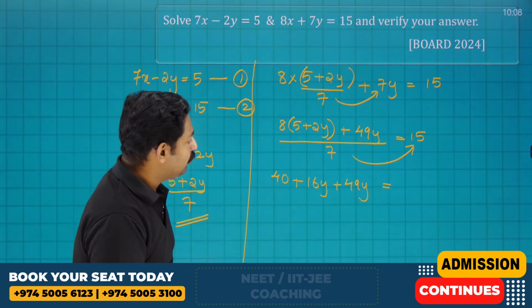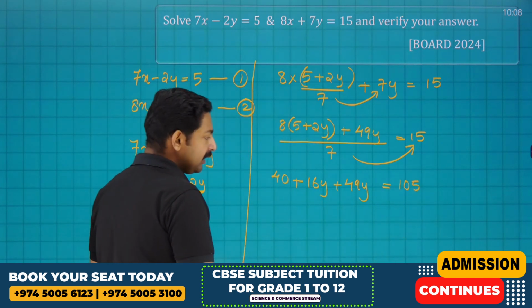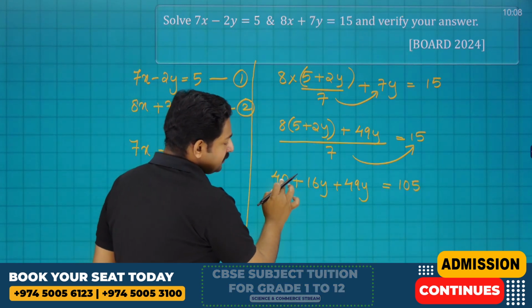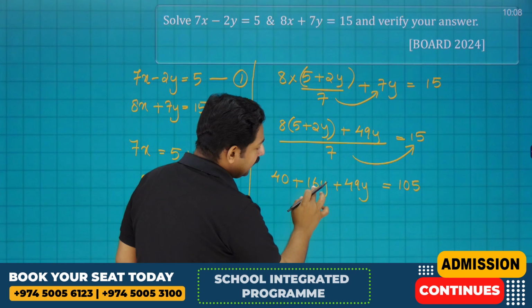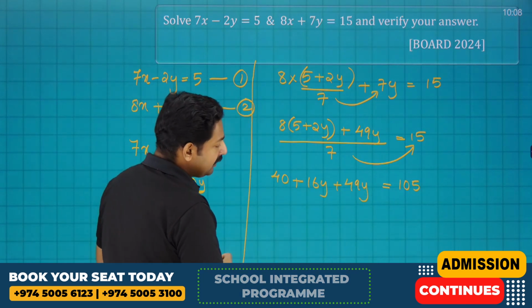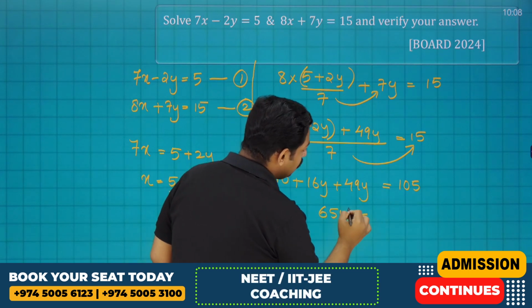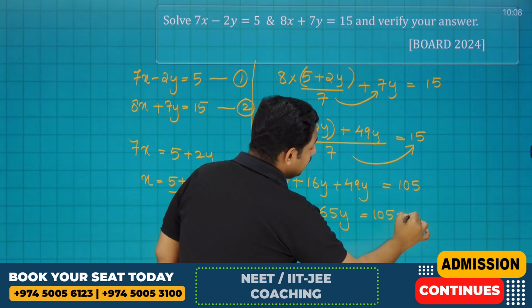So 7 into 15, when you multiply, you will be getting 105. Okay, on the next step, 40 is there. I am bringing 40 to the right side and also I am adding 49 plus 16. So when you add 49 plus 16, you will be getting 65. So 65y is equal to 105 minus 40.